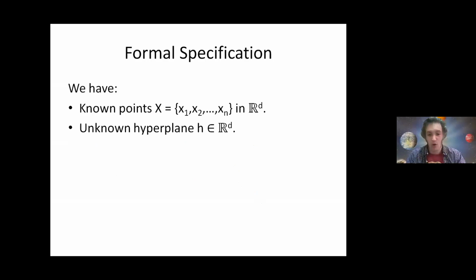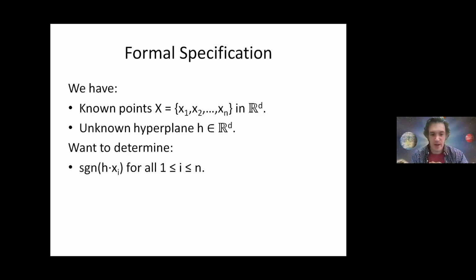In any case, let's look at a formal specification of this problem. We have a known pool of points, x1 through xn in R^d, and there's an unknown separating hyperplane. Again, we're going to assume that it's homogeneous, and up to changing the dimension by 1, this is without loss of generality. So we have this unknown hyperplane H, and what we'd like to determine is, for every point, what side of the hyperplane it's on. So we want to determine the sign of H dot xi for all i going from 1 to n.